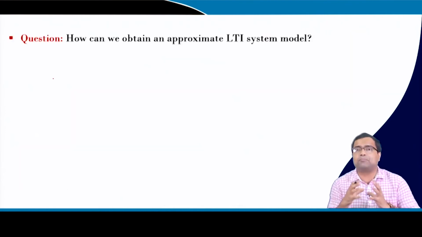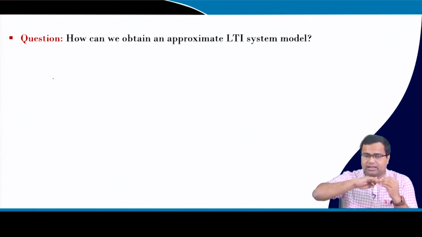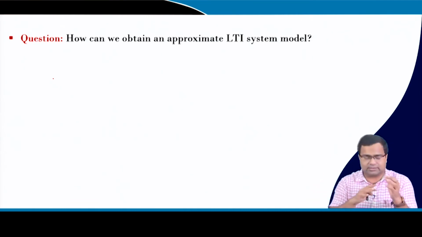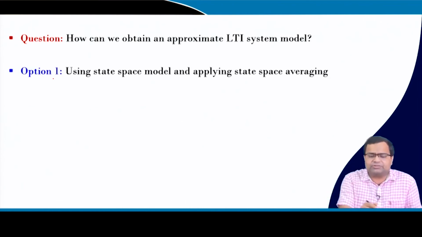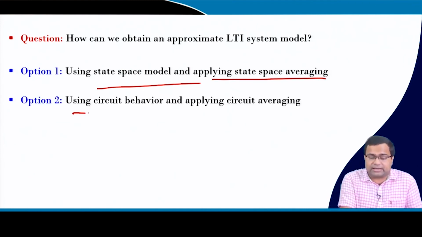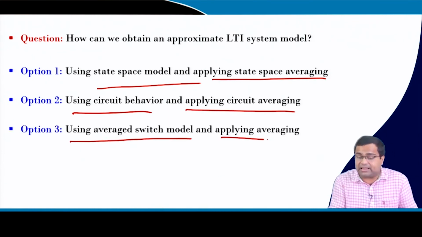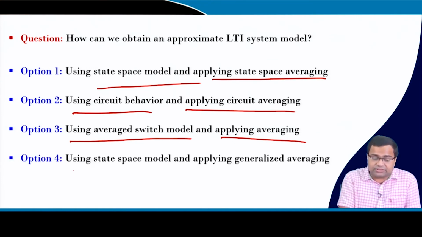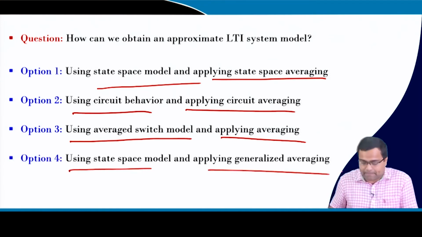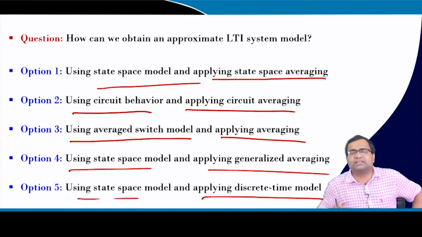Now, the question is how can you obtain an approximate linear time invariant model, LTI model, because whatever we have modeled using a linear model, I think the response using a linear model I have demonstrated. How can you obtain that? So, you can use a state space model and then apply state space averaging. Then you can use circuit behavior and apply a circuit averaging technique. Then you can use an average switch model and apply averaging. Then you can use a state space model and apply generalized averaging, and there is the state space discrete time model, and there are many other options available.